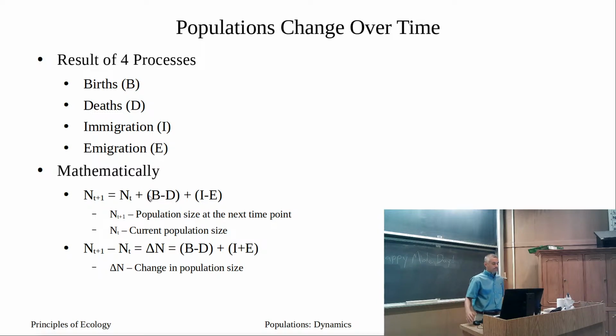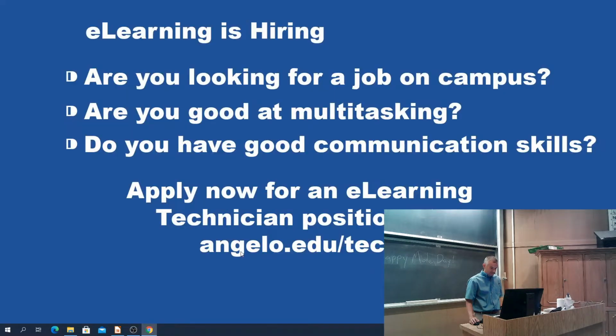We subtract it, right? So if we subtract n sub t from the right-hand side, we have to do it from the left-hand side, and that gives us this, n sub t plus 1 minus n sub t. That is our change in population size. All right, that is our delta n. That delta n is this b minus d plus i minus e.